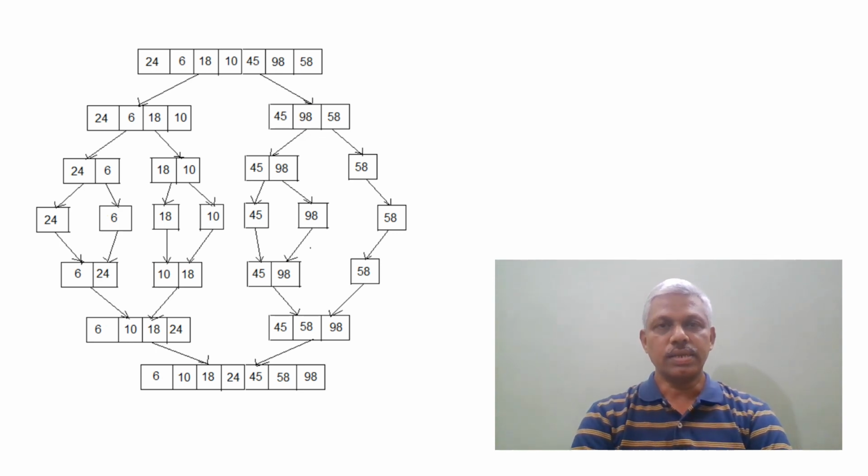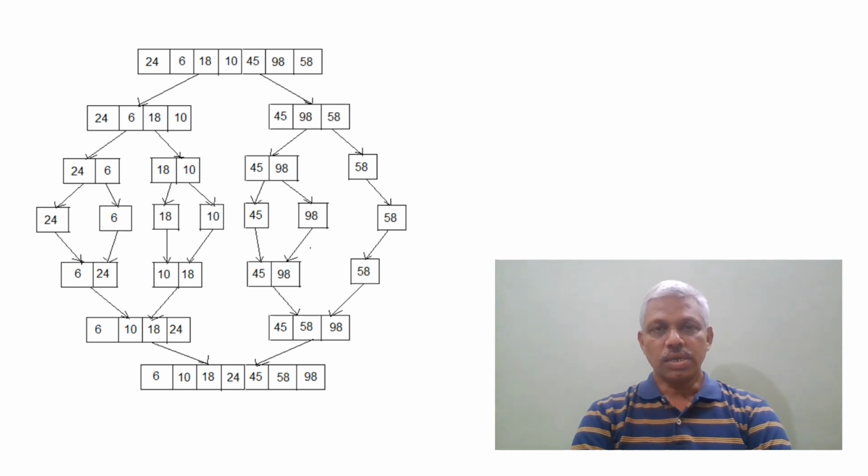Like this, 18 and 10 are again two smaller subarrays. By merging them, the least element 10 is copied into the first position of the merged array, and 18 is copied into the second one. Like this, 45 and 98 are merged. 58 is a single one, so nothing needs to be done there. So after the first merging, we have 4 small subarrays, three consisting of 2 elements each, and the last one a single element.